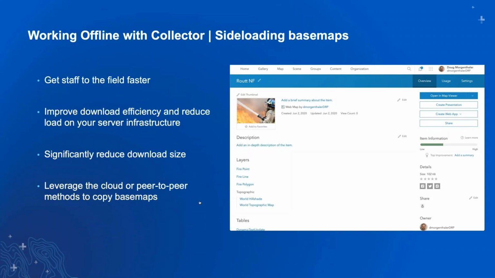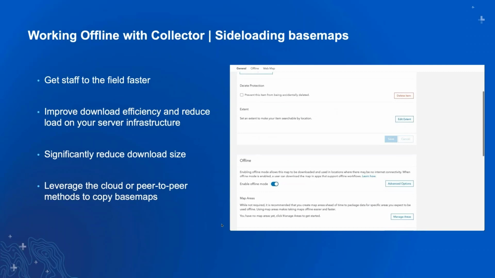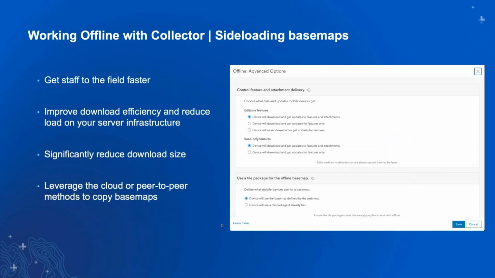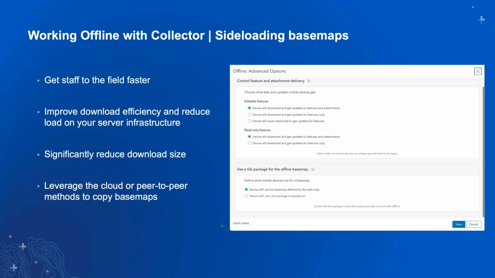And then there are other ways to think about how you share those. But before you start working with sideloaded base maps in the field as part of the deployment, you need to do some authoring steps. We'll take a quick look at this video here that outlines those steps. Again, we're still back in our web map here. We're going to go back to our offline settings, and we're going to click on this advanced options button. Down here at the bottom, it says use a tile package for the offline base map. I'm going to paste in the name of the TPK that I'm going to sideload onto that device that should be used for this map.